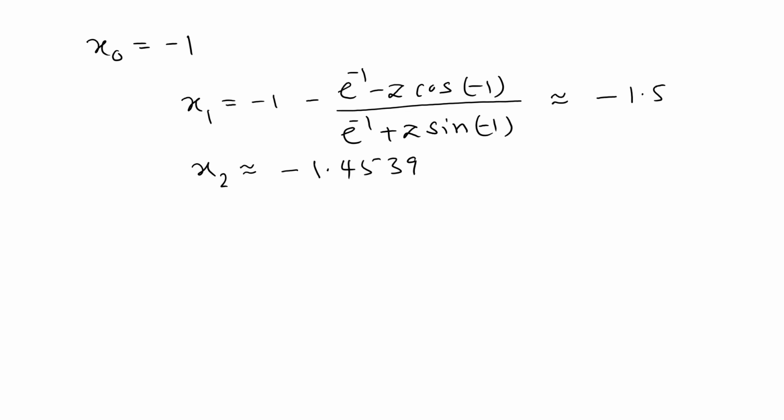Once you do the same calculation, you get -1.4539, and you can see that it changed. We started with -1 and -1.5, and now it is -1.47. You can see the first digit is fixed now, so no change. It even happened the last time. So now we can plug this value back into the equation, and you get x3.